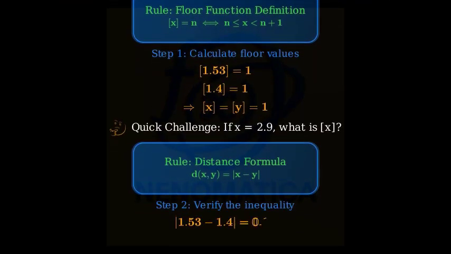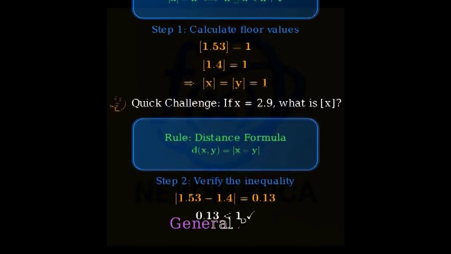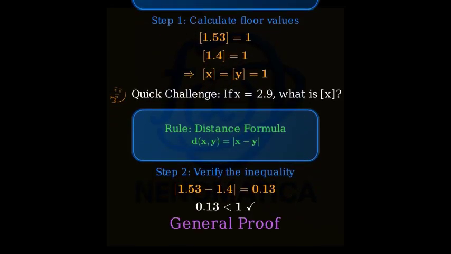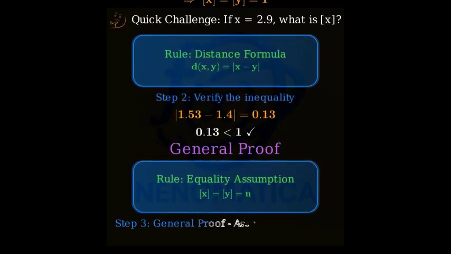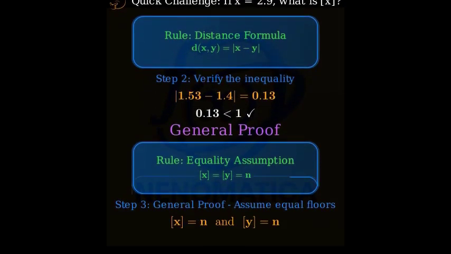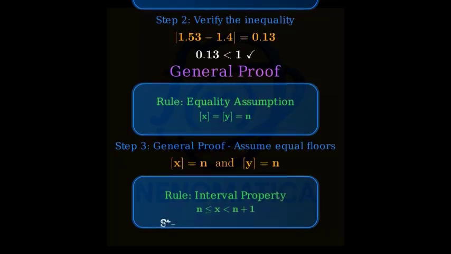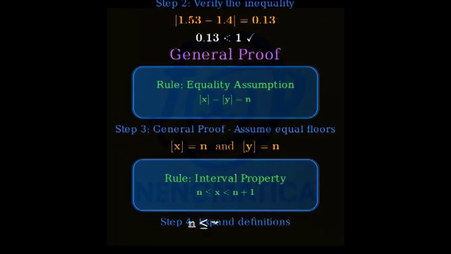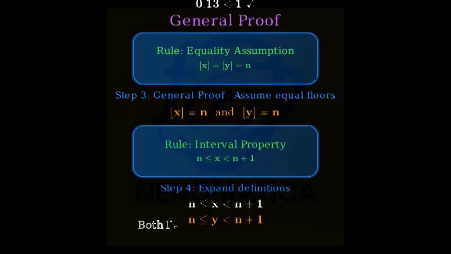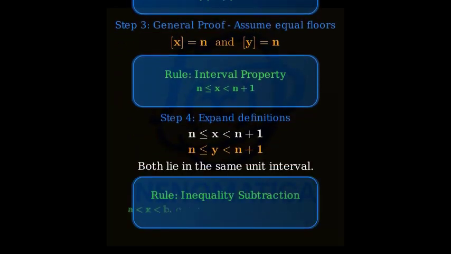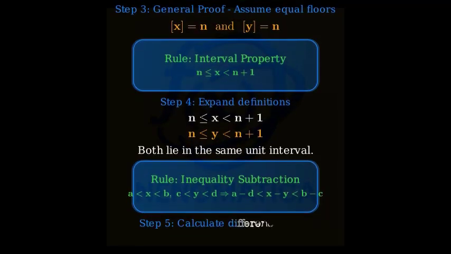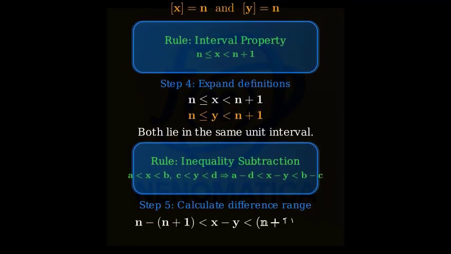Now that the example checks out, let us prove the theorem for all real numbers. We will follow a clear 4-step structure. Step 3. Assume the floors are equal to the same integer, n. Step 4. Apply the floor definition to both x and y. This places x and y inside the same unit interval from n to n plus 1. Step 5. Subtract the inequalities to create upper and lower bounds for x minus y. Step 6. Convert the two-sided bound into an absolute value statement.